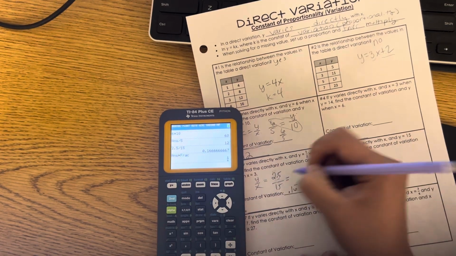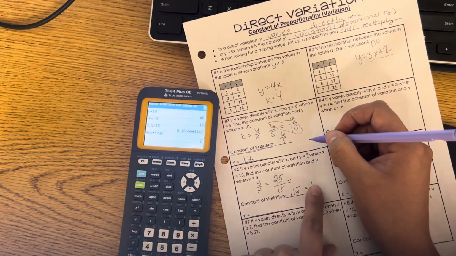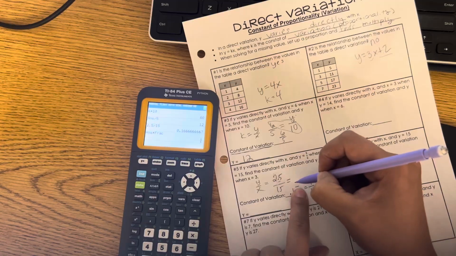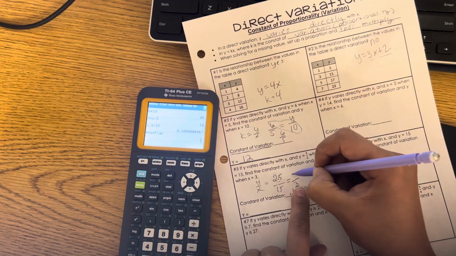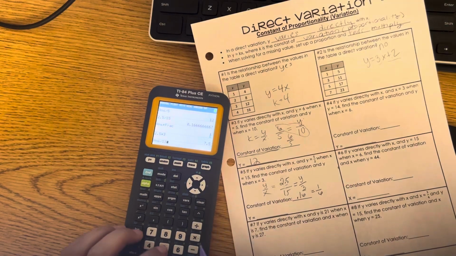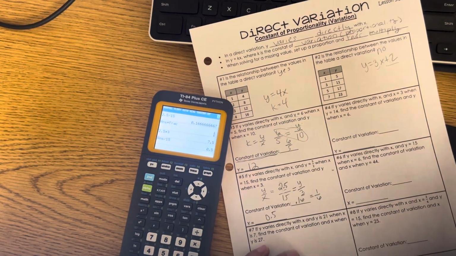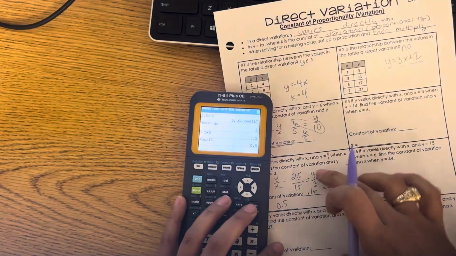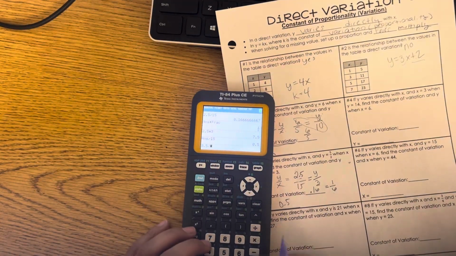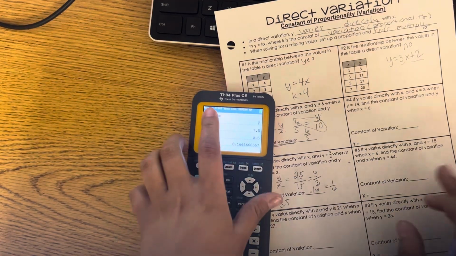Now that's also going to help me find my missing value. Find y when x is 3. So if x is 3, I'm going to put that in the denominator and I'm going to cross multiply. So I would do 2.5 times 3 divided by 15. And so my y value would be 0.5. Now the way to check my answer is if I plug 0.5 divided by 3 back in here, notice I get the same decimal. So that's a way to check.